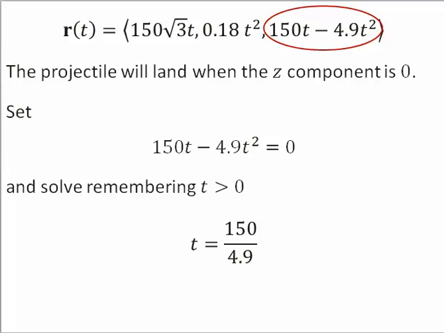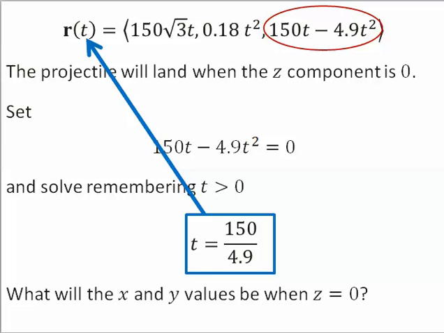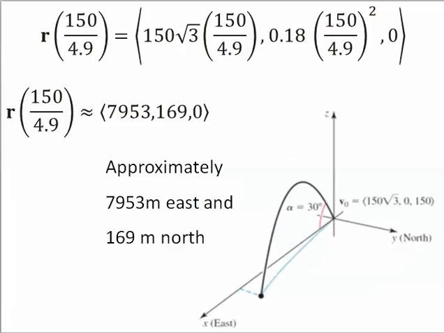After we find the time at which the projectile lands, we put that value of t back into our position vector. Now the z component will be 0, but what are the x and y components? And we find that the object lands 7,953 meters east and 169 meters north.